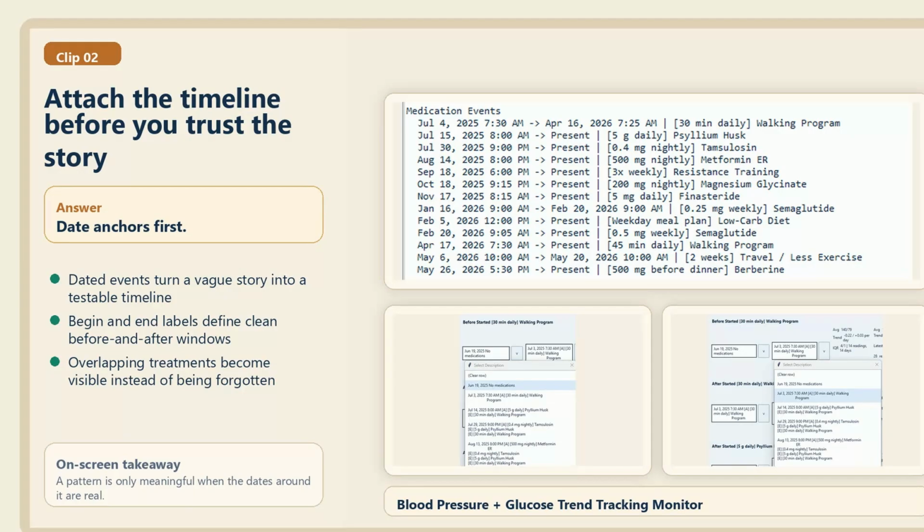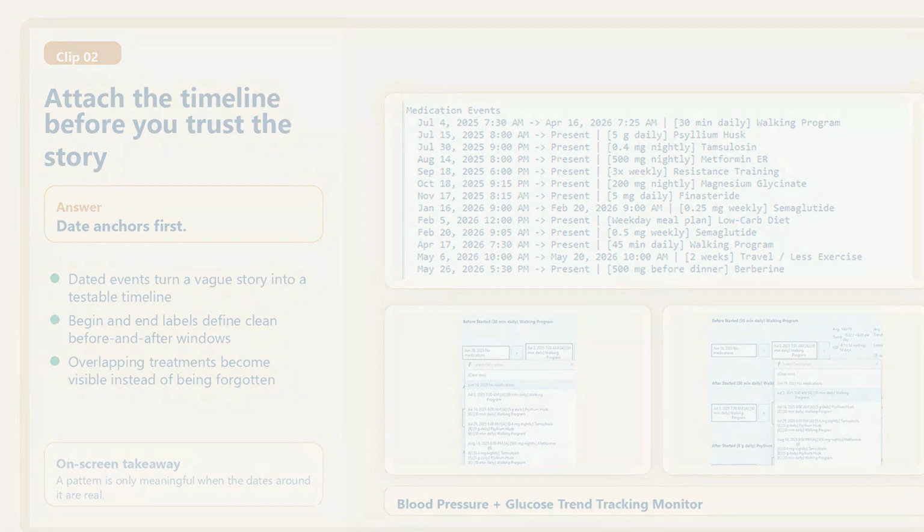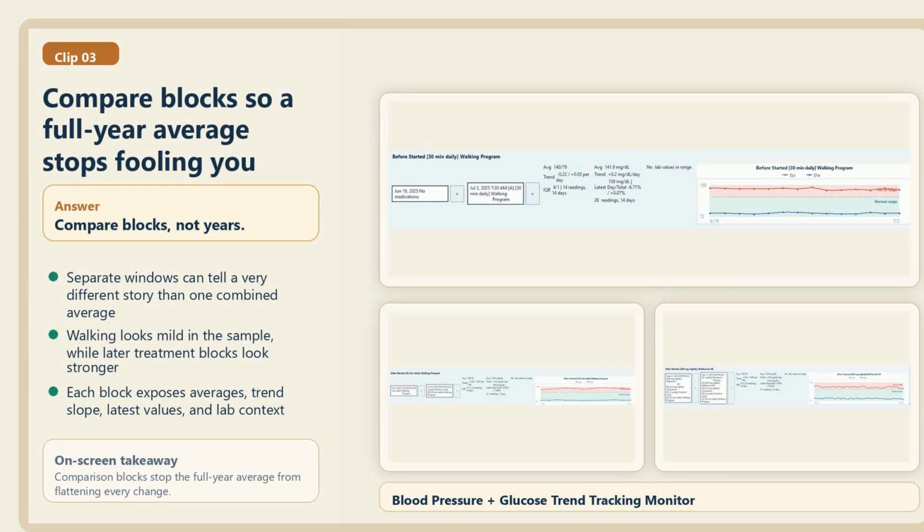That is how the app handles one of the most common hidden pattern problems. The numbers may change, but without dated anchors you cannot tell what happened before the change, what happened after it, or whether 2 treatments were overlapping. Compare blocks so a full year average stops fooling you.